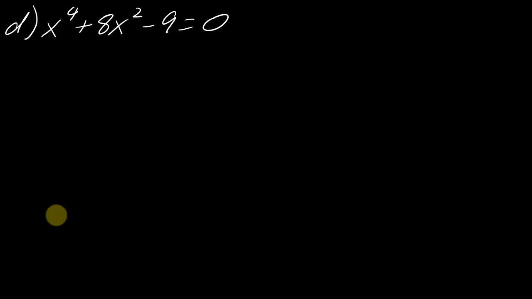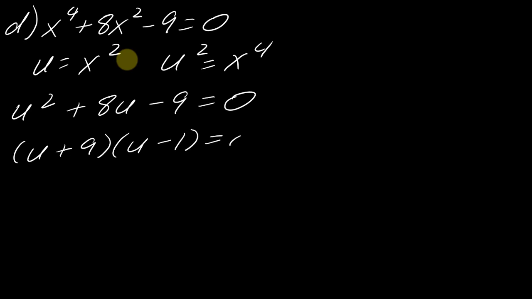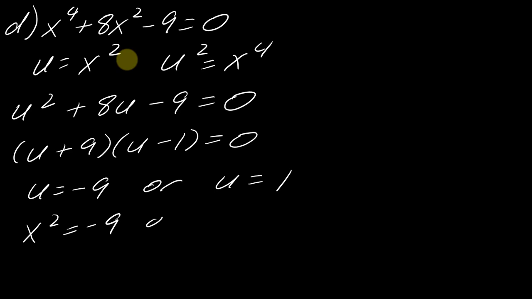Now for this one, we're going to do the same thing. So u is equal to x squared, and u squared is equal to x to the 4th. So it starts off very similar to the other problems that we have. So then I've got u squared plus 8u minus 9 equals 0, and I can factor this. So this becomes u plus 9 and u minus 1 equals 0. And so now I get that u equals -9 or u equals +1. So now I replace my u. So my u is now x squared, so I make that replacement.